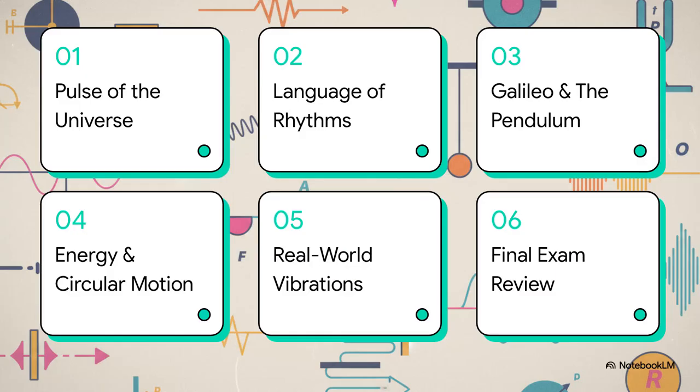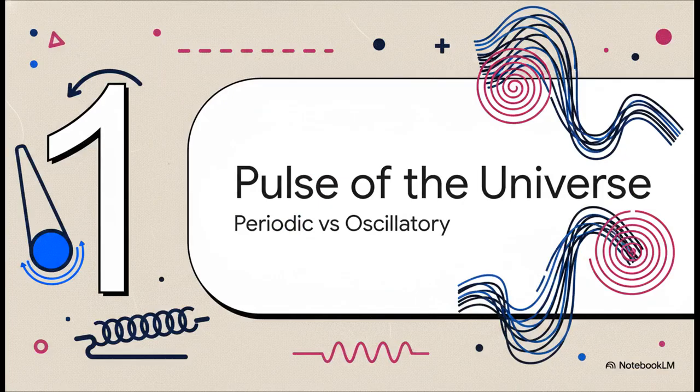Okay, let's dive into our syllabus for today's intensive study guide. We're going to cover the pulse of the universe, learn the language of rhythms, travel back in time to 1581 with Galileo, analyze energy states, look at some real-world applications, and finally, we'll test your knowledge with a final exam review. Section 1. The pulse of the universe.